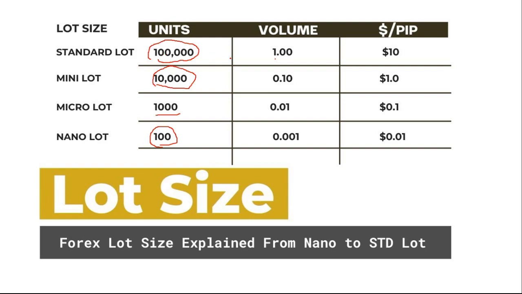Let's say you want to open 110,000. That's 1.10. 150,000 is 1.50, because 50,000 is going to be 0.50, and if you add that to the 1 for 100,000, that's 1.50. So for more explanations on all these things, you can go to babypips.com.